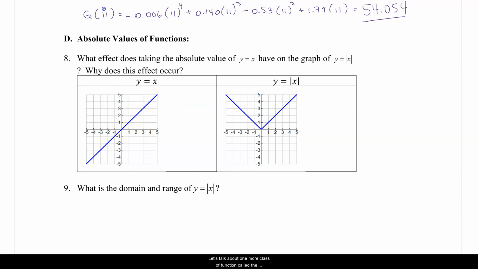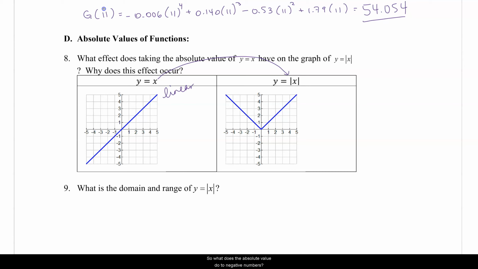Let's talk about one more class of function called the absolute value functions. If I take an absolute value of our linear function, what happens to it? So notice I'm taking y equals x, and I'm just taking the absolute value. What is the absolute value? Absolute value is the distance from 0 on the number line.